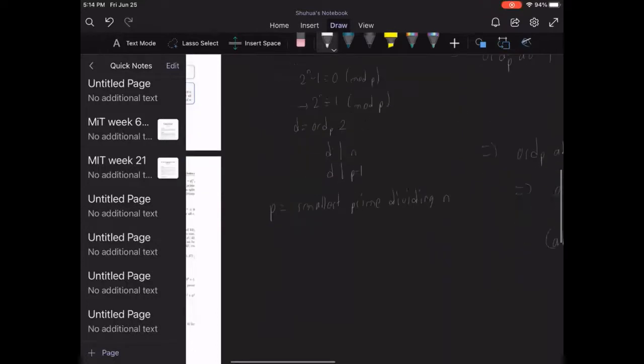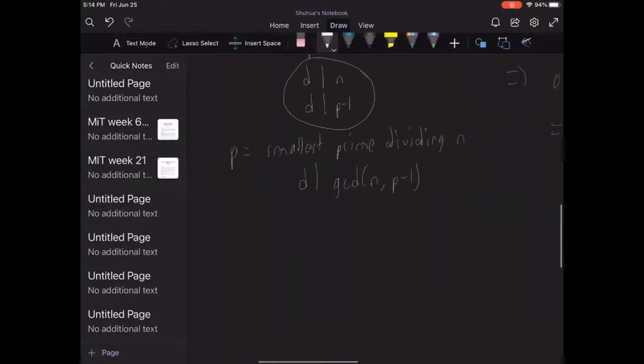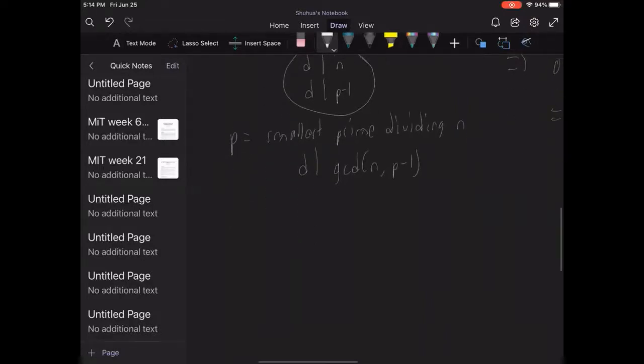So now, looking back on these equations, there might be a problem. In particular, let's write out d divides GCD of n and p minus 1. Since p is the smallest prime dividing n, it's the smallest factor of n. But p minus 1 is smaller than p. So if this GCD were more than 1, that would mean something divides p minus 1 and something divides n. So we would have an even smaller factor of n, which is impossible. And that means this GCD must be 1.